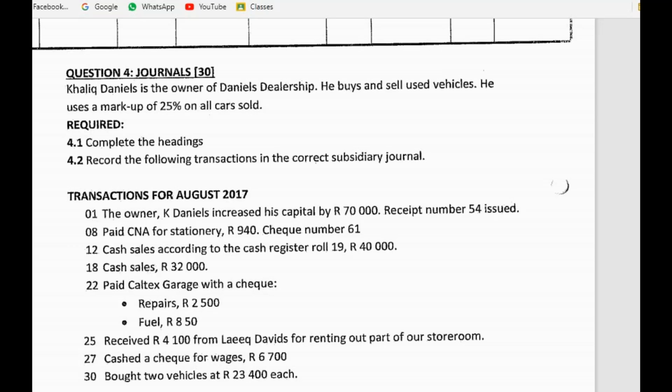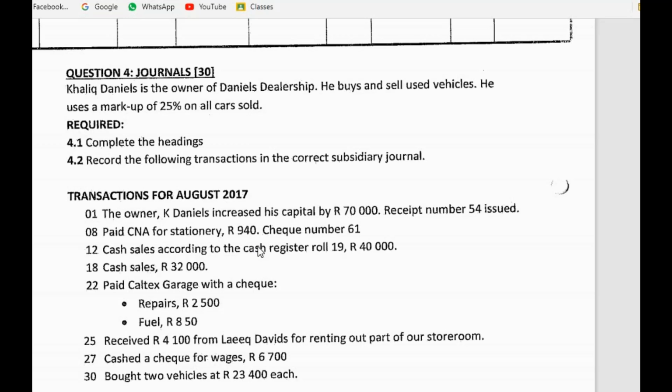So we're busy with the books of a business. In this case, the name of the business is Daniel's Dealership. Most of the time it's either going to be a business that buys and sells products or one that provides a service. In this case, it's a business that buys and sells. You'll notice it says he uses a markup of 25% on all cars sold. So this type of business buys cars, adds 25% on top of what they purchase it for, and then sells it at a profit. But most of the time they give us the selling price and we have to work out the cost price.